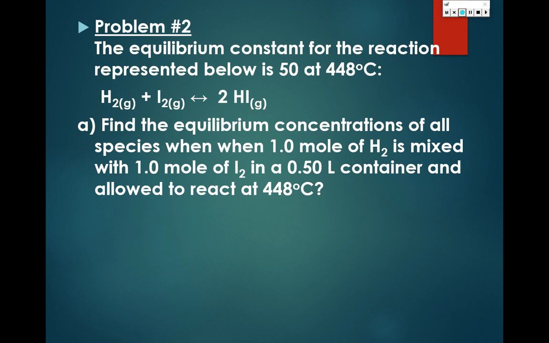And it says find the equilibrium concentration of all species when 1 mole of H2 is mixed with 1 mole of I2 in a 0.5 liter container and allowed to react. So this time we are not given anything at equilibrium. Problem 2 and problem 3 are different because in this case these are both the same, 1 and 1. Their coefficients are the same, so that's going to make the question a little bit easier. Problem 3, we're going to have to use the quadratic formula.